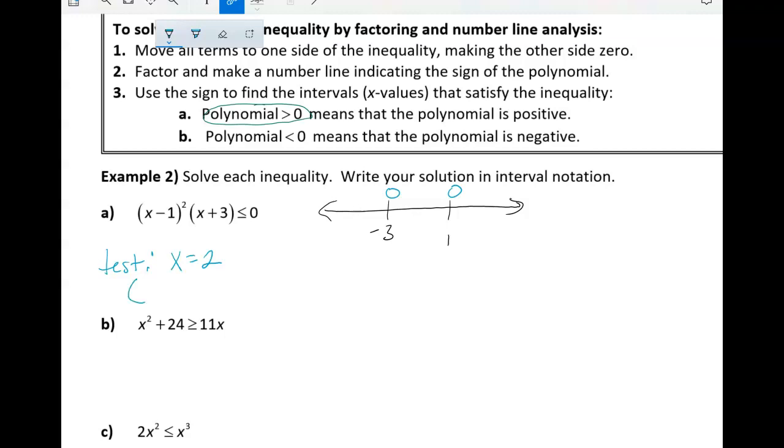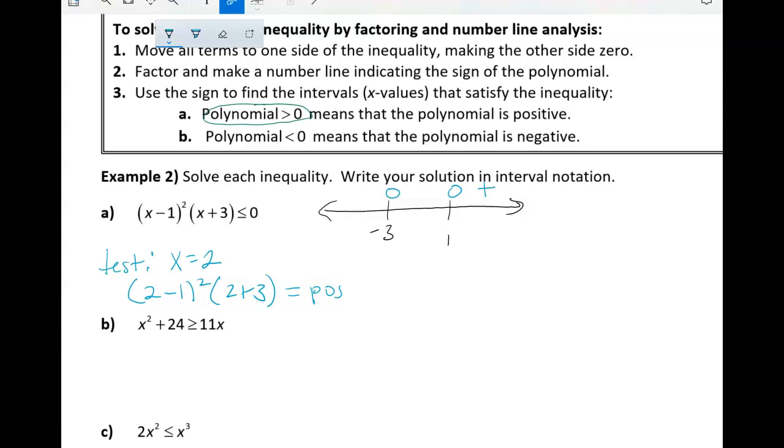At x equals 2, we have 2 minus 1 squared times 2 plus 3. And so that's going to be 2 minus 1 squared is a positive number, 2 plus 3 is a positive number. Multiply those together, we get positive.